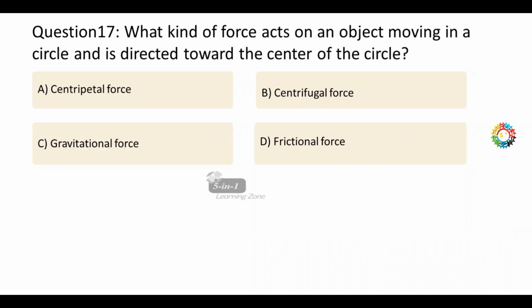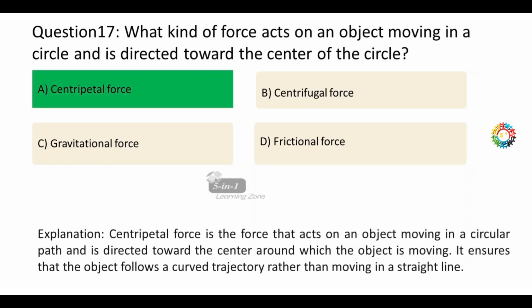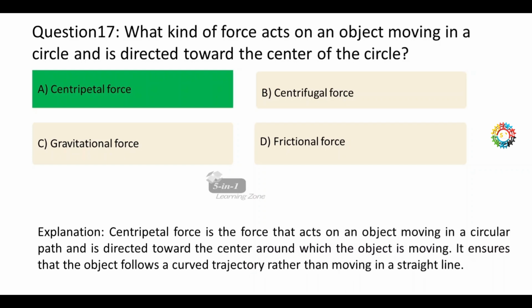Question 17. What kind of force acts on an object moving in a circle and is directed toward the center of the circle? Answer A. Centripetal force. Explanation. Centripetal force is the force that acts on an object moving in a circular path and is directed toward the center around which the object is moving. It ensures that the object follows a curved trajectory rather than moving in a straight line.